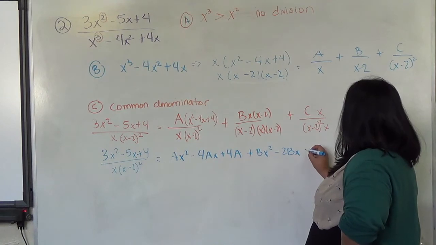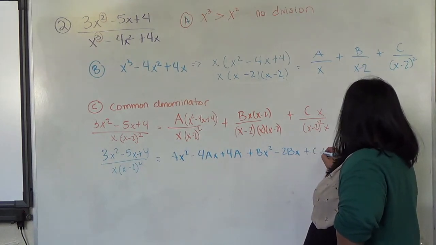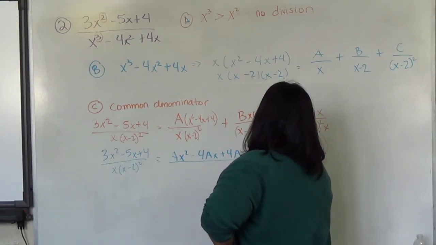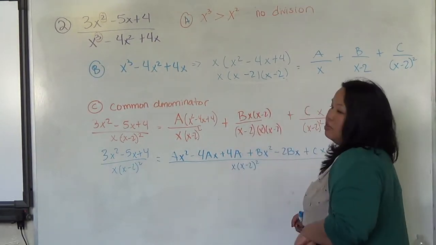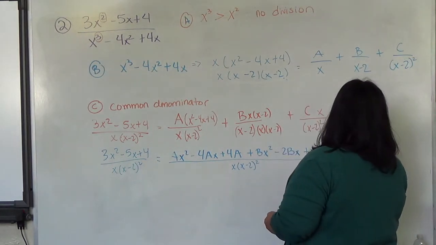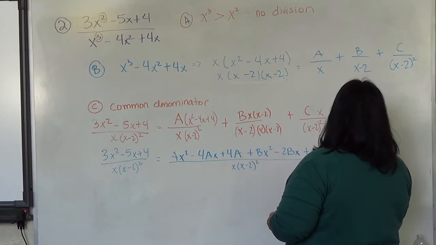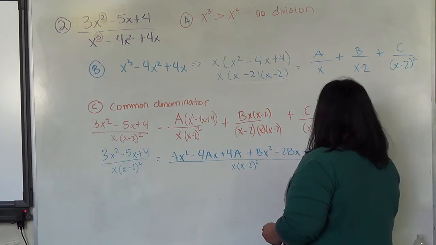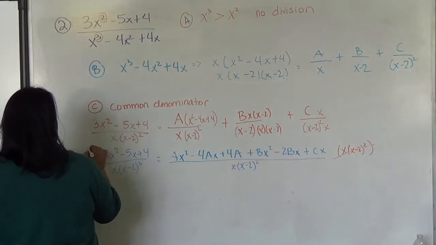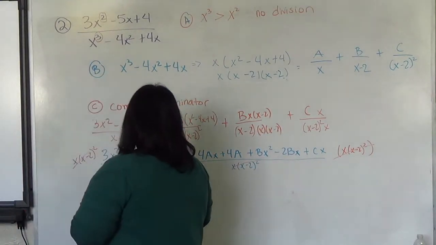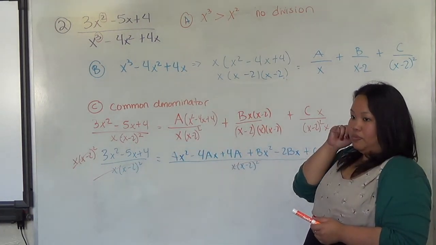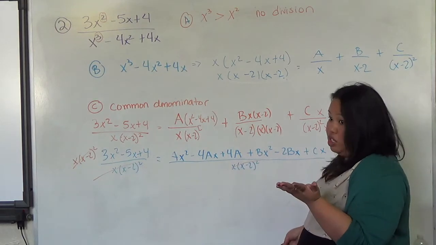And then the last one is plus dx, the same thing, plus dx all over x minus 2 squared. So I multiply these by x minus 2 squared. This cancels out. And then x minus 2 squared, this cancels out. That leaves me with just the numerator. It's a pretty long numerator. So now I just have to match the numerators.